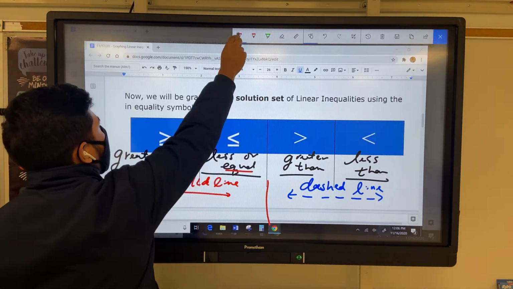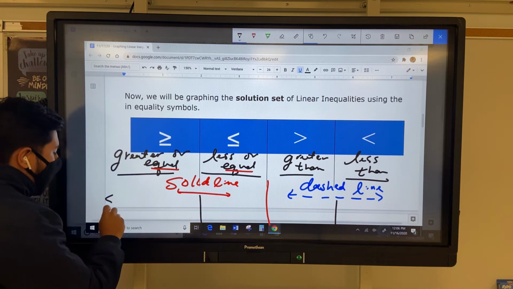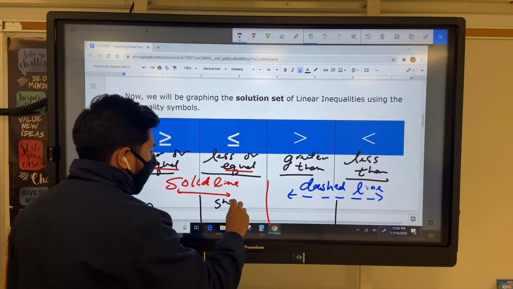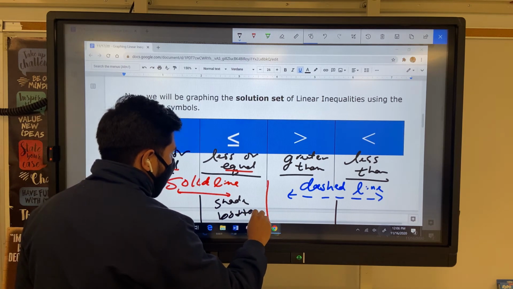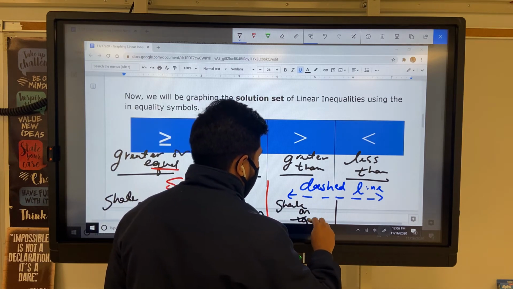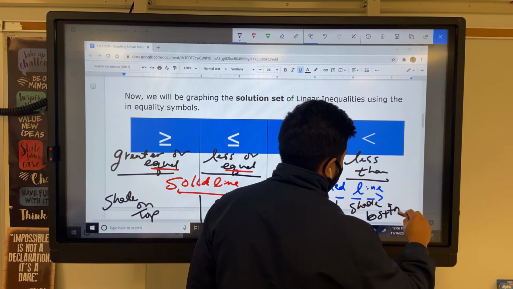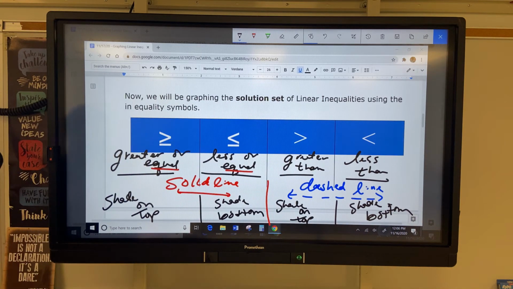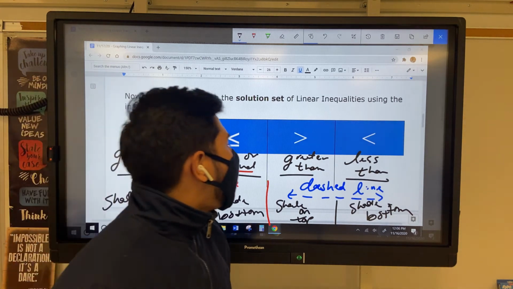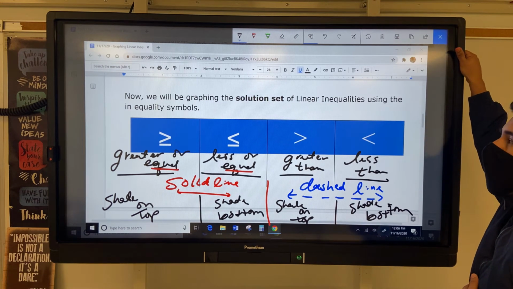Next part is the shading. And break it up. If it's greater, that means I shade on top. Shade on top. Less, that means shade on bottom. Shade bottom. Same thing over here, greater than, shade on top. Sorry for my handwriting. Less than, shade bottom. It's a lot of information. You know what? I'll go ahead and just make it and put it in for Wednesday's folder, okay? No worries. Boom, let's keep going. If you need to write it down, pause it, do it, but I'm going to keep rolling because it's a long video.